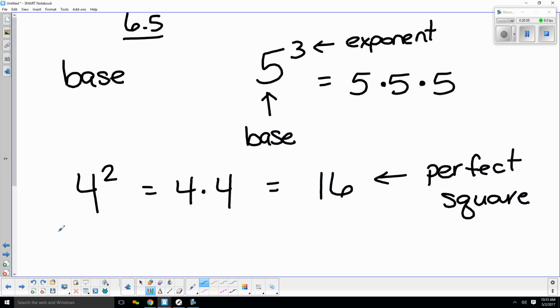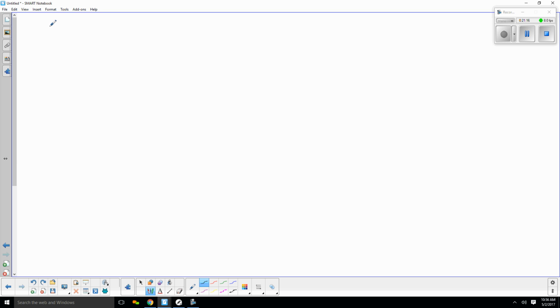Okay? Now, when you take the square root, okay, we're going to take the square root of 16. They're asking you what number times itself gives you 16. And so these two things are like working backwards of each other. Okay, but they mean the same thing. So now let's look at number 1.